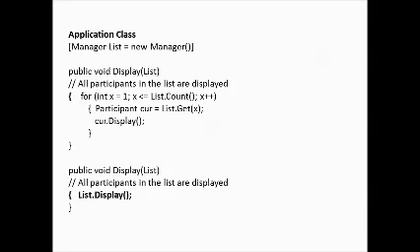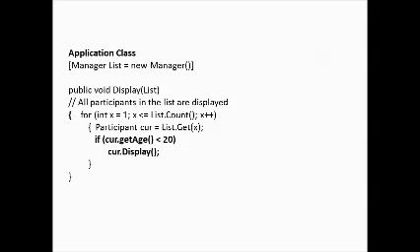Those of you that are sharp would have noticed by now that I don't really need this whole for loop thing in the application class to traverse the list. I could simply say list.display, because display is that method we spoke about at the start, which was written inside the manager class. A better example of traversing the list in the application class would be this one.